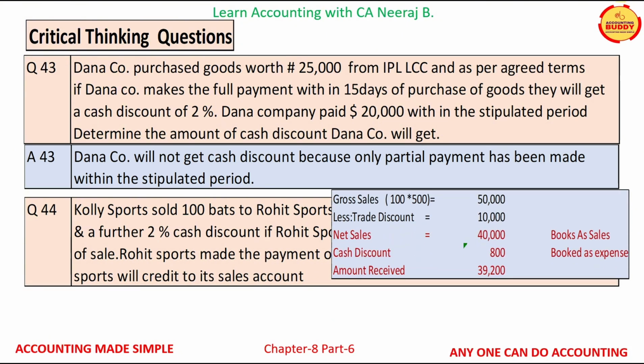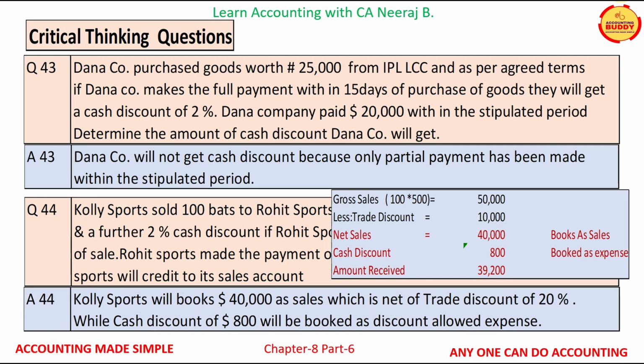The gross sales value of 100 bats is $50,000. After reducing trade discount at the rate of 20% amounting to $10,000, the net sales is $40,000. Further, a cash discount of 2% amounting to $800 is also allowed. Therefore, this transaction is settled for $39,200. Now the answer for this question is Kohli Sports will book $40,000 as sales, which is net of trade discount of 20%, while cash discount of $800 will be booked as discount allowed expense.